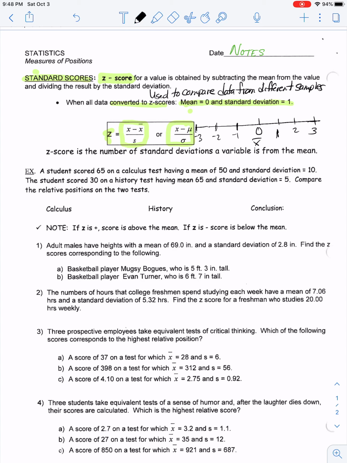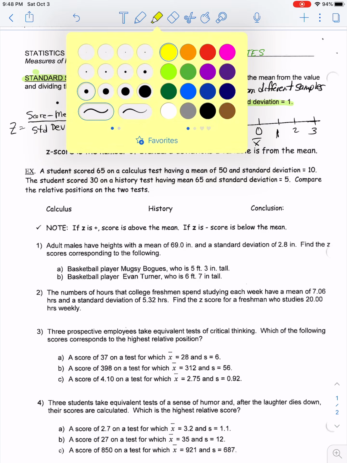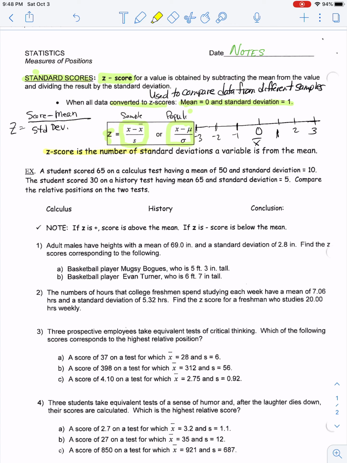Either way, when you calculate z, you take your score, minus the mean, and divide by the standard deviation. One is for a sample, the other for a population, so we change the notation. Also, a z-score is the number of standard deviations the variable is from the mean. So how far are you from 0?